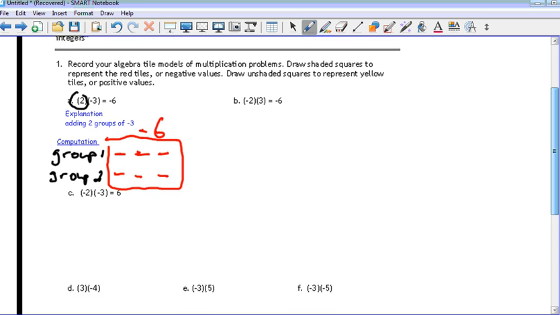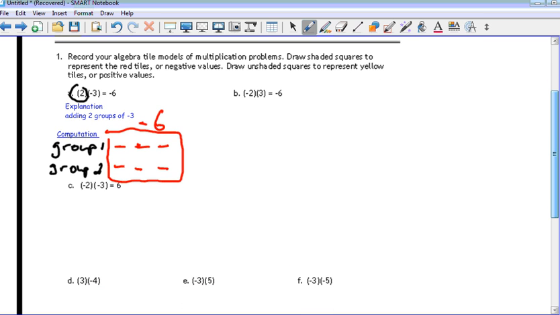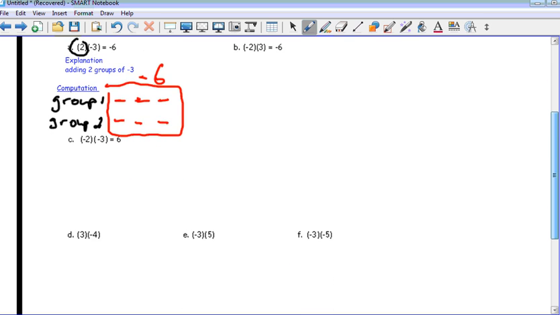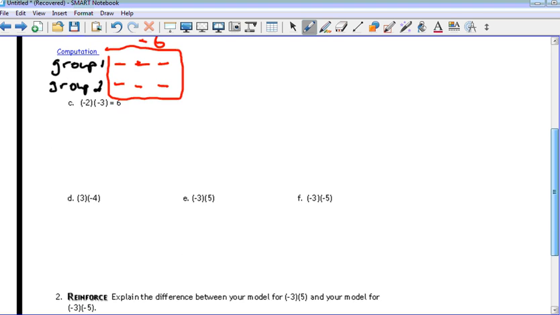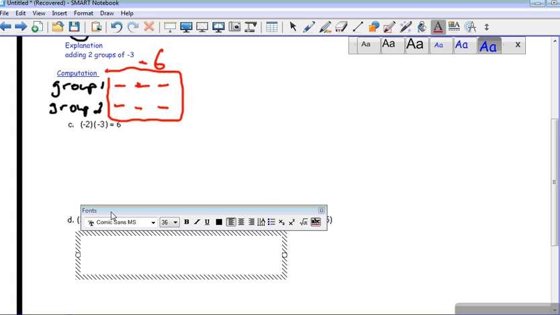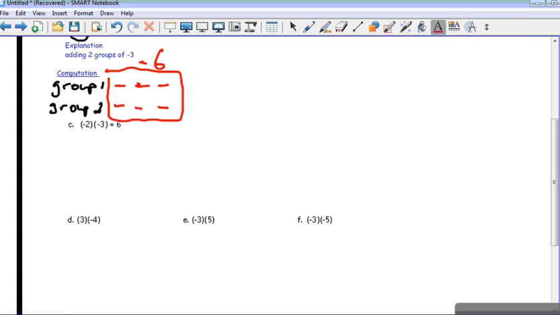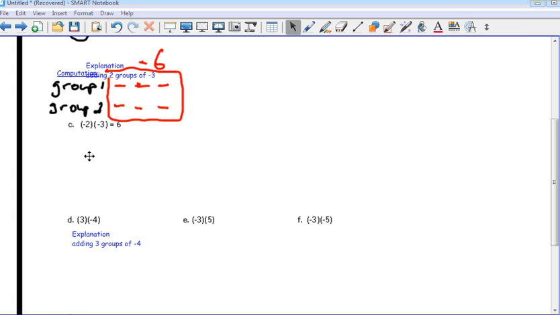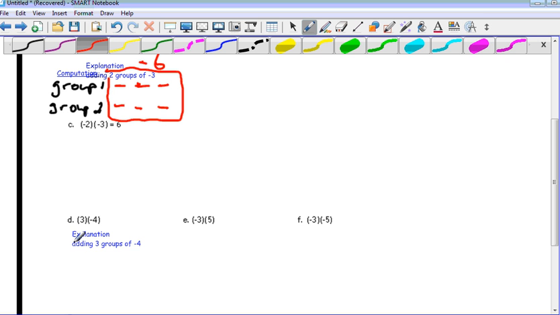Right now, we're going to do a problem that's just like problem A. Let's do problem letter D. So right now, I want you guys to write this down. My explanation is this. I have 3 times negative 4. Well, my explanation is I have 3 groups of negative 4.